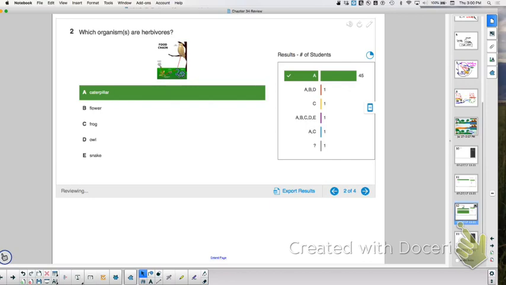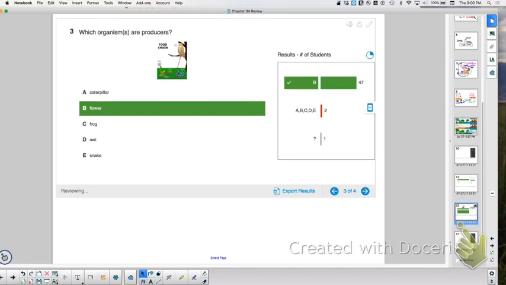Okay? Oh yeah, it does show the answer. Sorry, I wasn't looking at them. I wrote the question even. Which organisms, did I go the right way, are producers? That would be the flower.